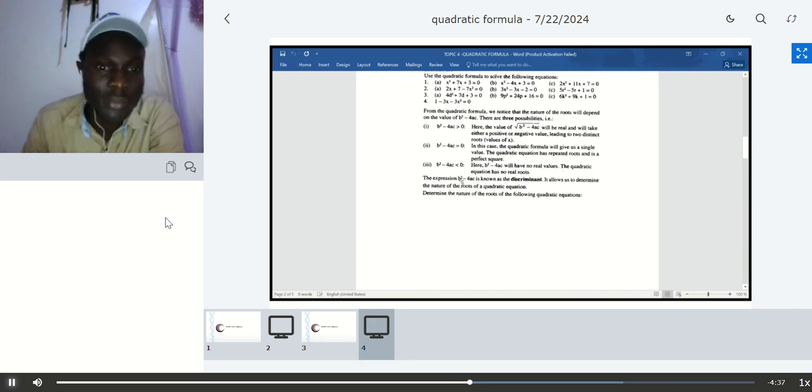The expression b squared minus 4ac is known as the discriminant. This part is known as the discriminant, and it allows us to determine the nature of the roots of a quadratic equation.